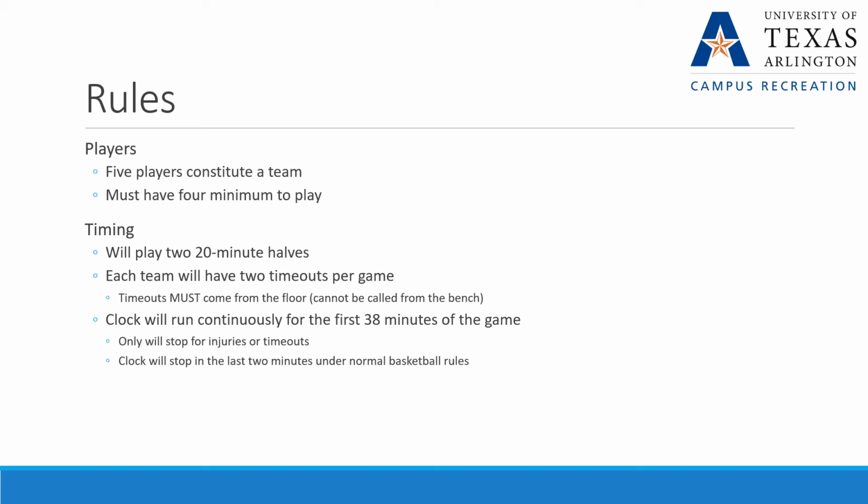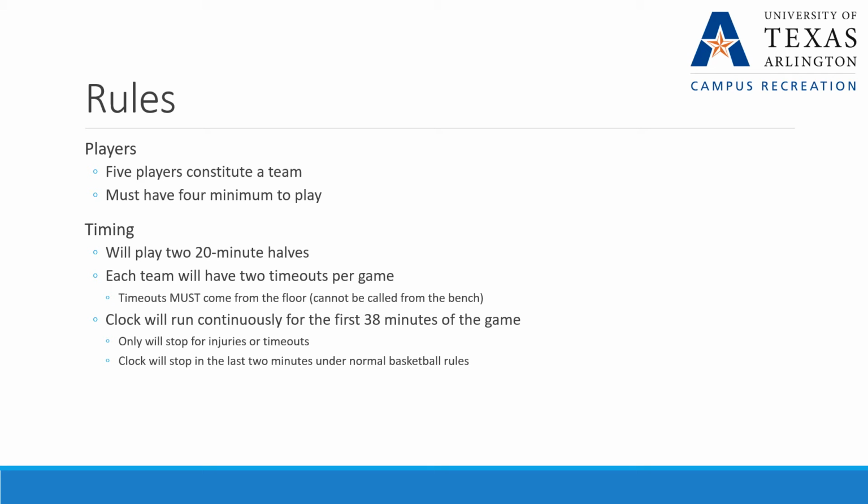5 players will constitute a team, and you must have a minimum of 4 to begin play. Timing consists of 2 20-minute halves, and each team will have 2 timeouts per game. These timeouts must come from the floor. They cannot be called by players on the bench. We'll talk about coaches in a little bit.